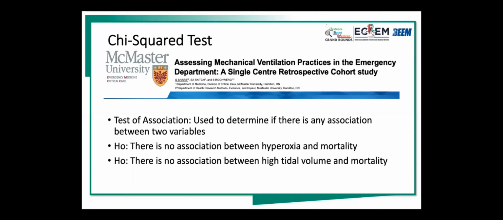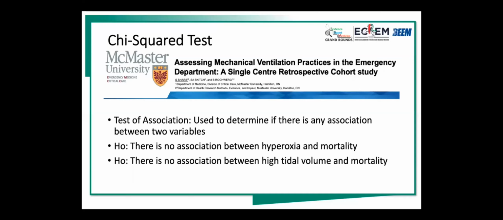So the chi-square test is a test of association for dichotomous outcomes. The null hypothesis is that there is no association between hyperoxia and mortality, and the other null hypothesis is that there is no association between high tidal volume and mortality.